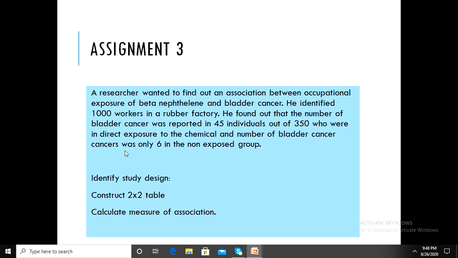Assignment 3. A researcher wanted to find out an association between occupational exposure to beta-naphthylamine and bladder cancer. He identified 1,000 workers in a rubber factory. He found out that bladder cancer was reported in 45 individuals out of 350 who were in direct exposure to the chemical, and the number of bladder cancer cases was only 6 in the non-exposed group. Identify the study design, construct the 2 by 2 table, and calculate the measure of association.